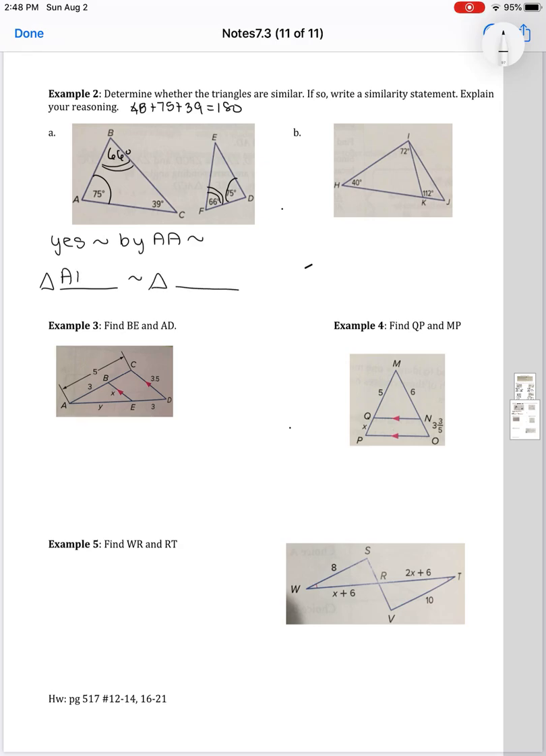And again, we're writing a similarity statement, so go with what you marked. If I have ABC, A matches with D, B matches with F, and C goes with E.